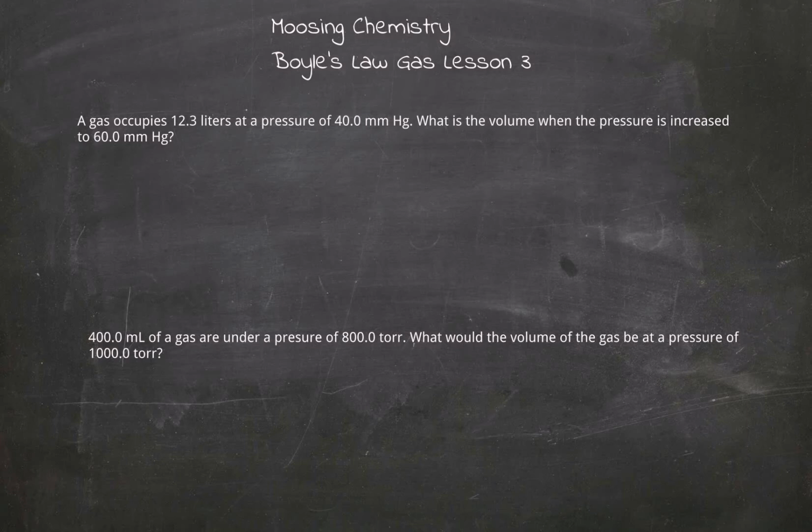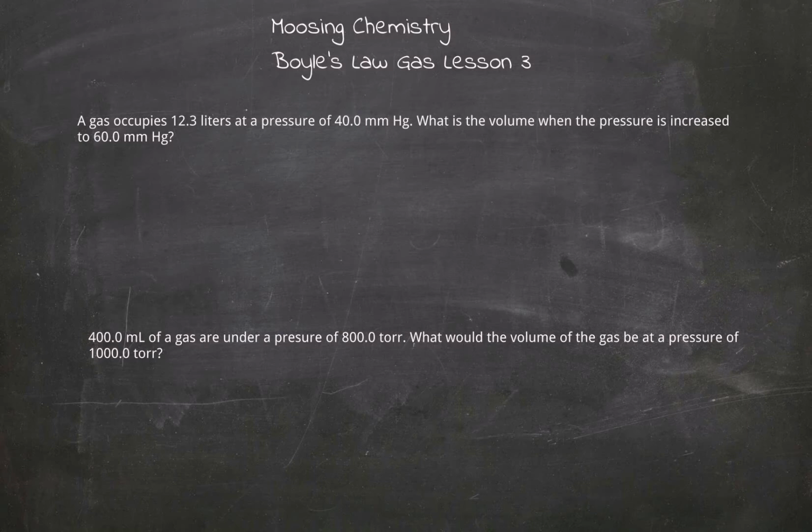This is Boyle's Law gas lesson number 3. We're going to do two problems in this particular lesson, and we've usually been working with atmospheres. Now we're going to work with millimeters of mercury. It really doesn't matter whether we use atmospheres, millimeters of mercury, or even torr, as long as both units are the same. That's very, very important. We're also going to be working in liters.